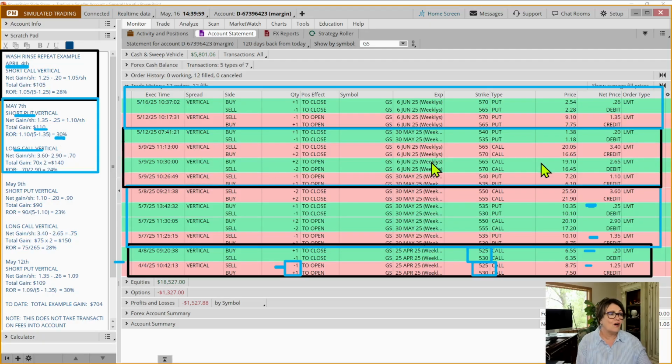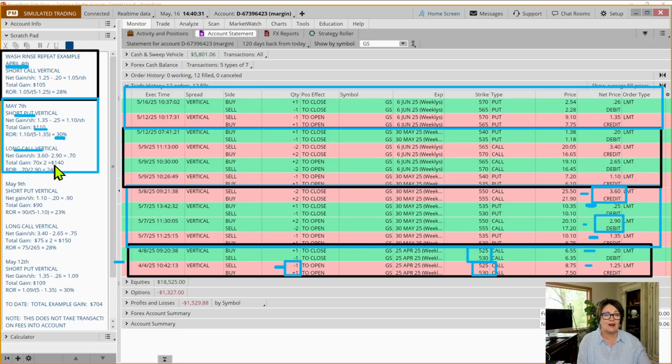Now with the long call vertical, the risk is a little different. The risk is what we paid to get into the trade. And typically in this class, we have aimed for a 50% return on our risk, but we decided to lower our sights a bit and put in a target that represented a 25% return on our risk. And our net gain on that was $70, or 70 cents a share.